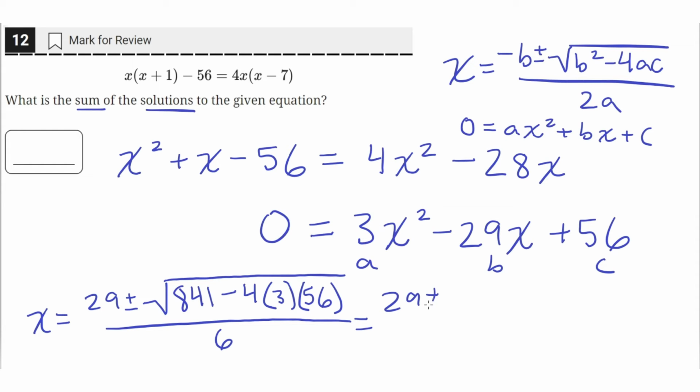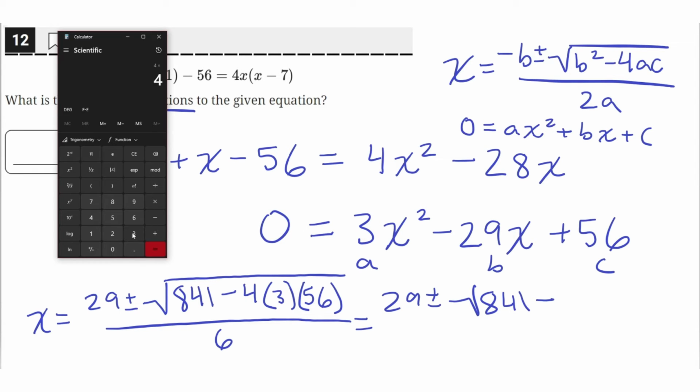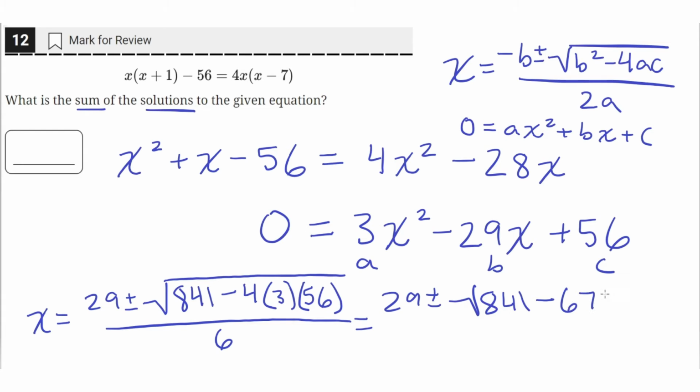So 29 plus minus the square root of 841 minus, let's get our calculator back out, so 4 times 3 times 56 is 672. So 672 all over 6. Okay, so now we can just plug this into our calculators, and we should get two values of x because there's a plus minus here.